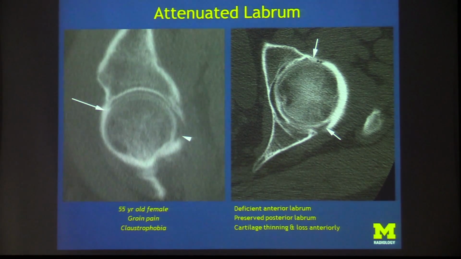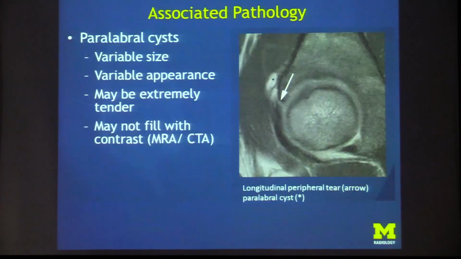Here's a CT arthrogram, sagittal and axial images. You can see contrast in the joint. You can see a well-defined posterior labrum. The anterior labrum is missing and is therefore torn. And this patient had claustrophobia, so we couldn't do the MRI.